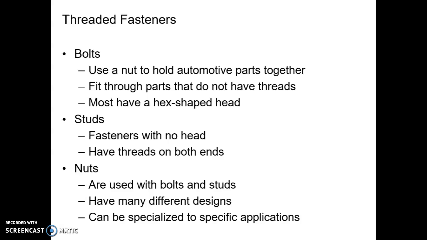Typically, bolts use a nut to hold automotive parts together. They fit through parts that do not have threads. Most have a six-sided or hex-shaped head. Studs frequently are used in automotive applications. This is a fastener that has no head but threads on both ends and threads into one threaded hole on one end and has a nut threaded on to hold the part on the other end.